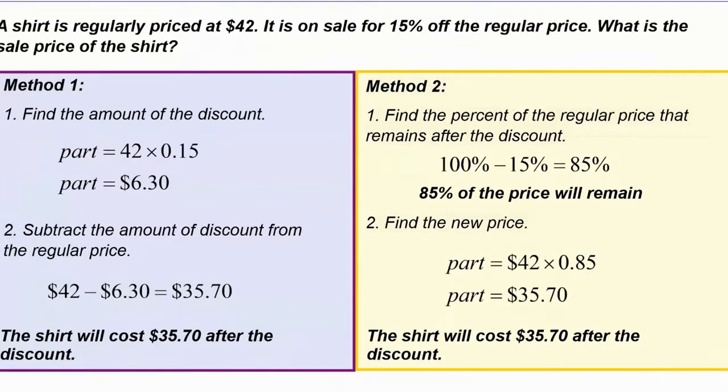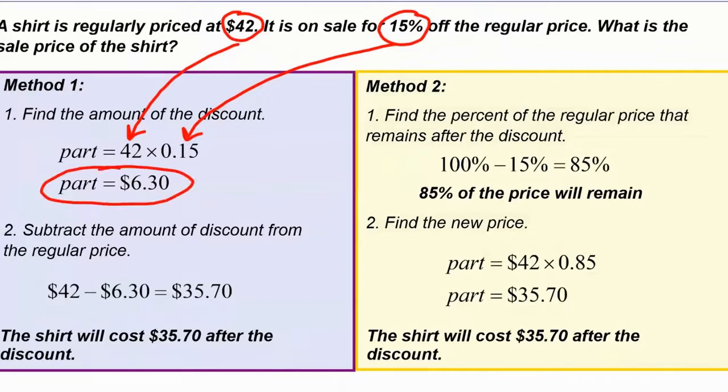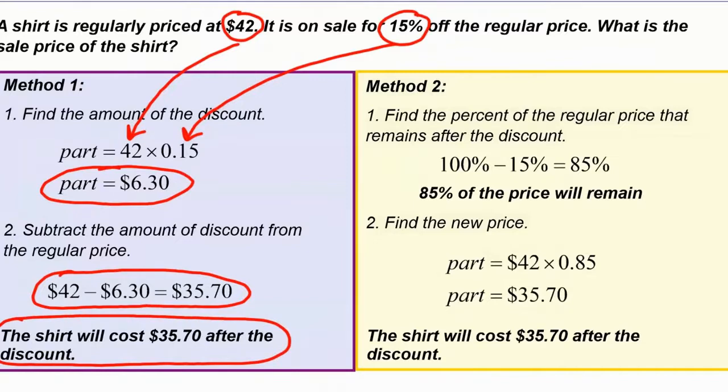A shirt is regularly priced at $42. It is on sale for 15% off the regular price. What is the sale price of the shirt? So method one would be to find out how much money is going to be taken off the price. So I have my regular price, $42, and the percent of the discount is 0.15, or 15%. And then I multiply those to find that my discount is going to be $6.30. So this is the amount that I need to take off of the regular price. So I take $42 minus $6.30, and that gives me $35.70. So that tells me the shirt will cost $35.70 after the discount.